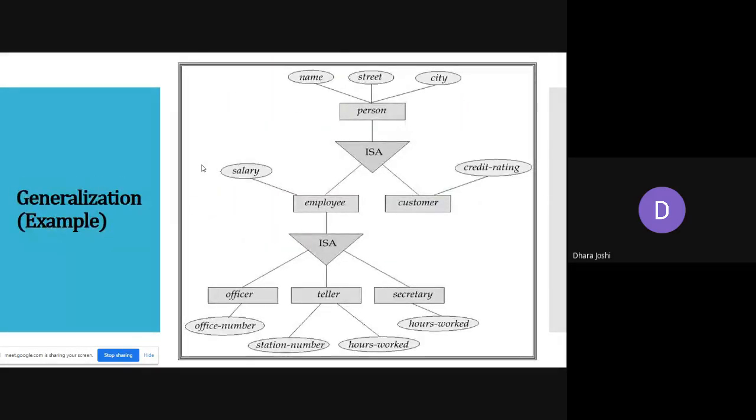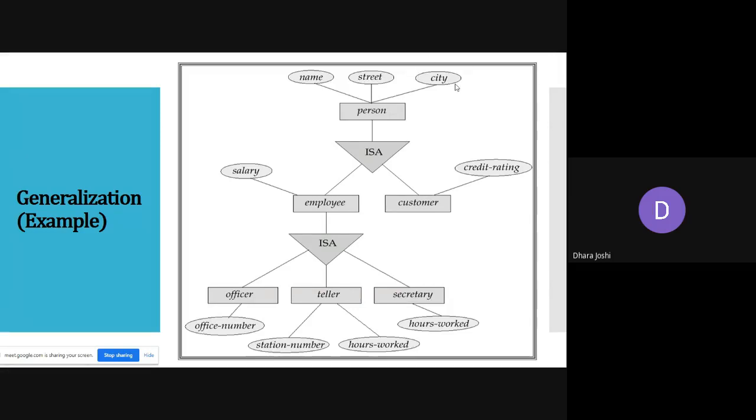In this diagram, you can easily identify that generalization means if we have each and every specific entity and we are going to general terms, it is called generalization. It is from bottom to top. Like officer, tailor, secretary, these are specific jobs, but all of them can be called employee. And employee and customer both can be known as person. So it is more generalized. The process in which we go from bottom to top is called generalization.